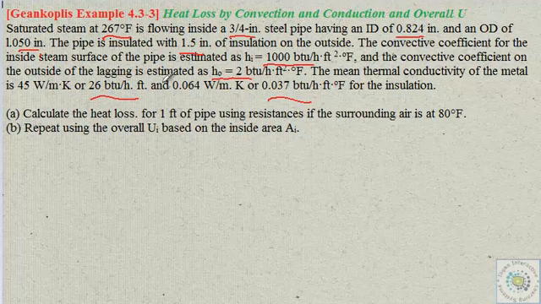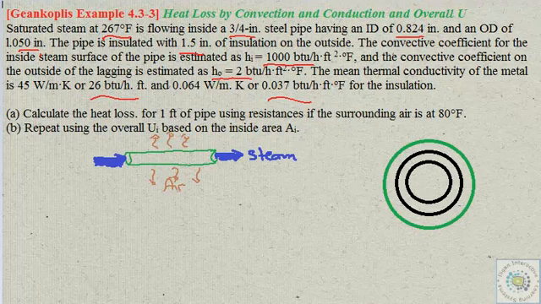To have a good grasp of the problem, allow me to draw a rough sketch. Here's the rough sketch: we have saturated steam entering through this pipe at a temperature of 267 degrees Fahrenheit. It is assumed that throughout the pipe, the temperature of the steam is essentially constant.